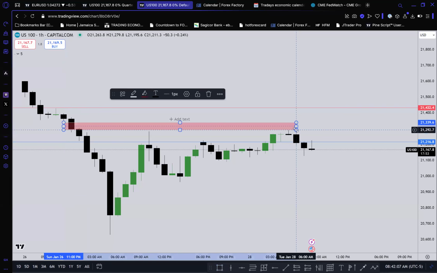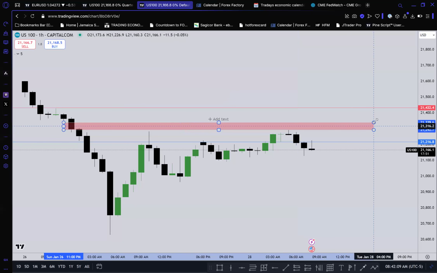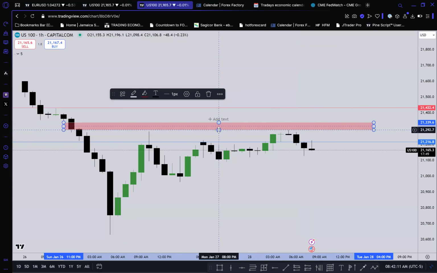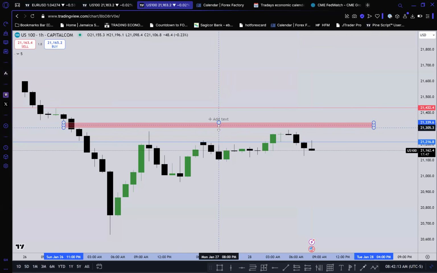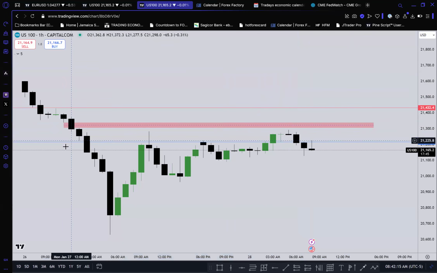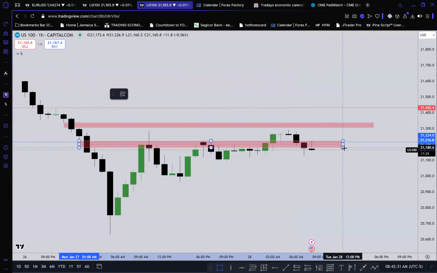FVG number one, right there. A little bit higher. There we go. So that's my breakaway gap. FVGs after this would become retracement objectives. So no FVG here. FVG here. Retracement objective inside there.